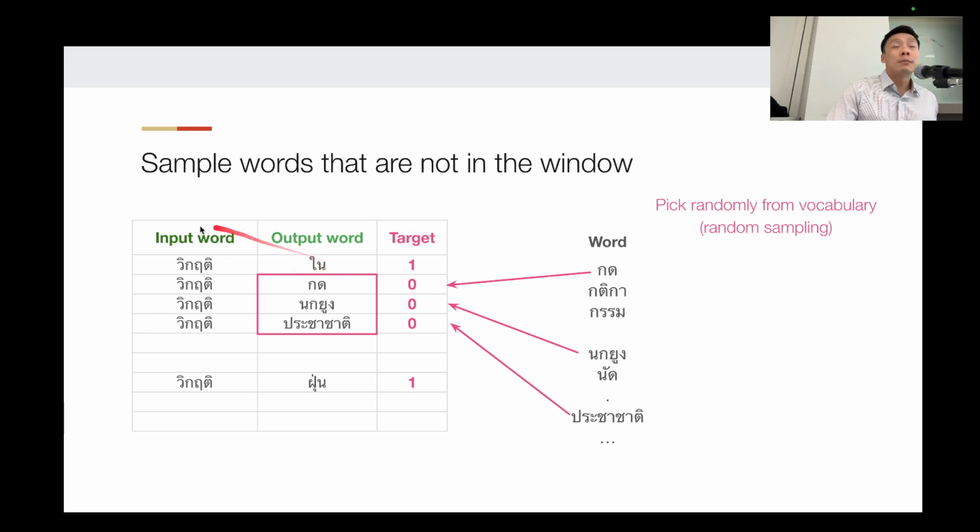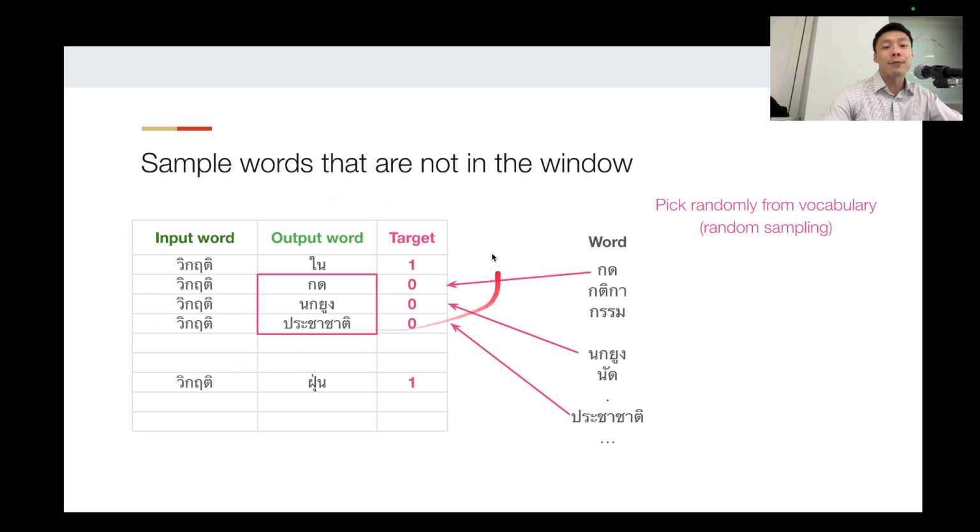So for each window, we have this pair, wicket and knight, which we know co-occur because it's in the data set. Once you have that pair, then you sample the negatives. Instead of using all 20,000, 30,000 words that do not co-occur, you sample 1,000. So instead of computing the probability for 30,000, you compute the probability for only 1,000. So you save 10x computation. You sample from the vocabulary and assign 0 as a label.